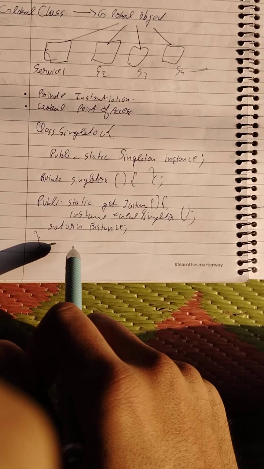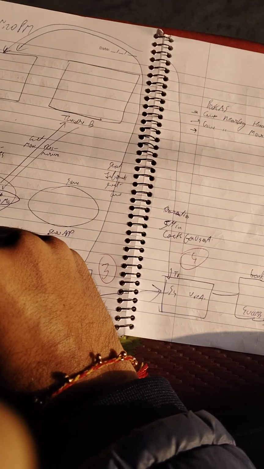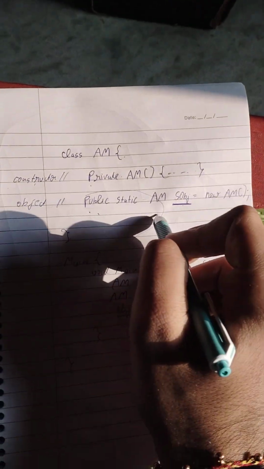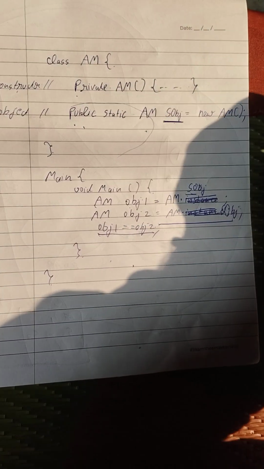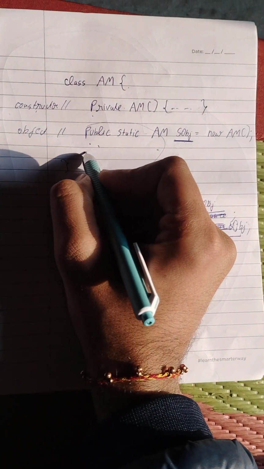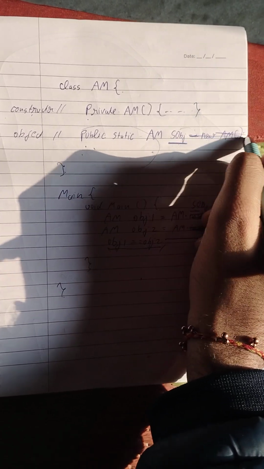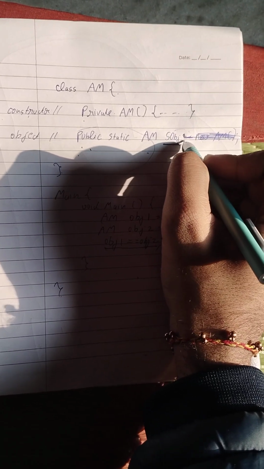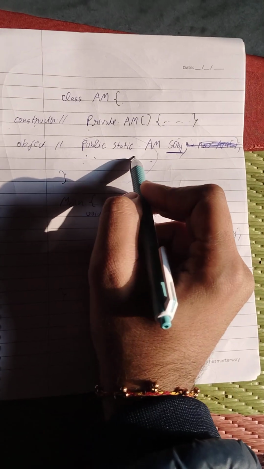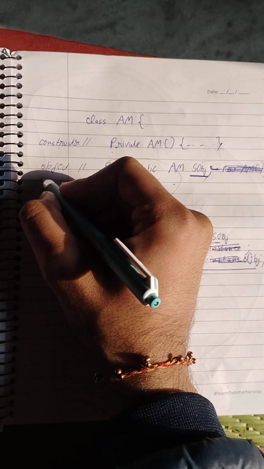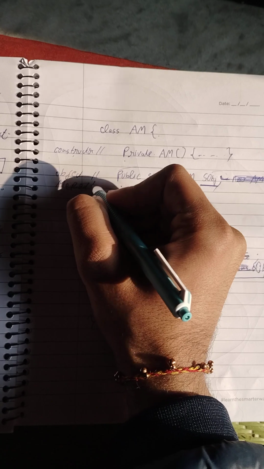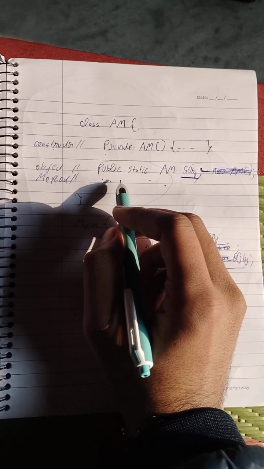One way we can do this, in the context of the same example, is: while creating this class, instead of doing this thing here, we could have just initialized an object and created a method for fetching an object.